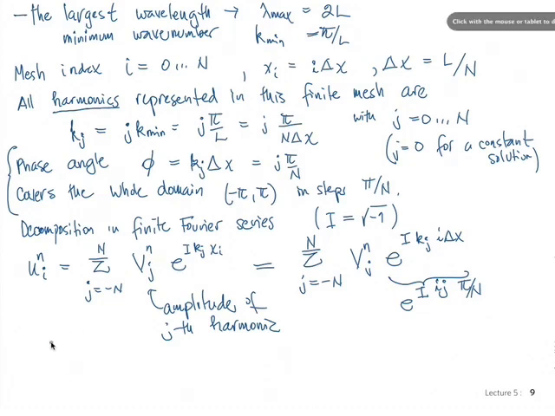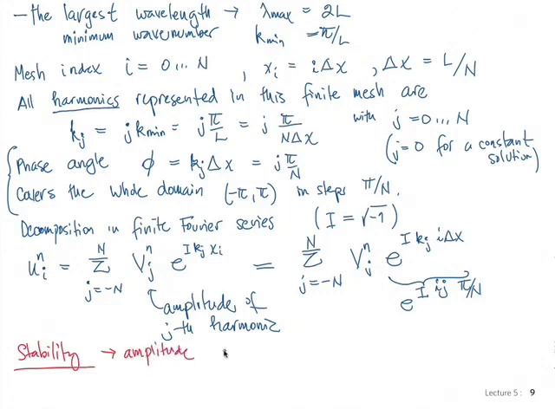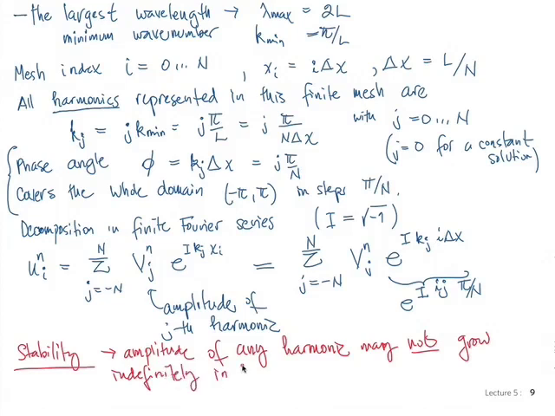So we're going to use those things to develop the stability condition here. We can actually already write what the stability condition is going to be. The stability condition is going to be that the amplitude of any harmonic may not grow indefinitely in time, as n tends to infinity. This is our stability condition.